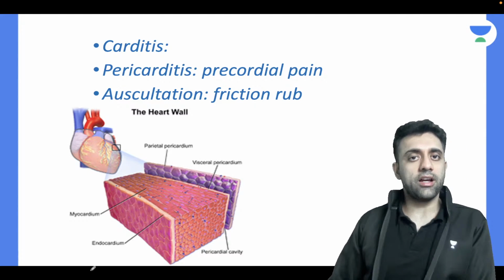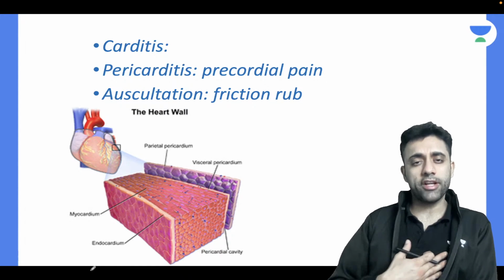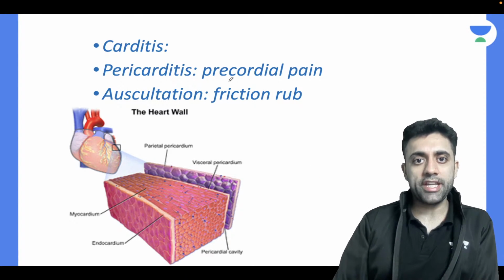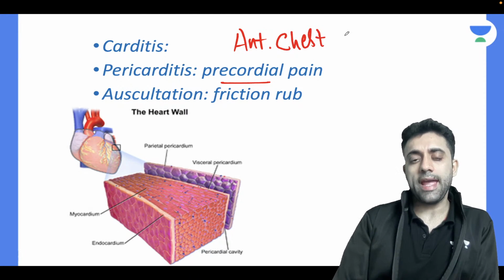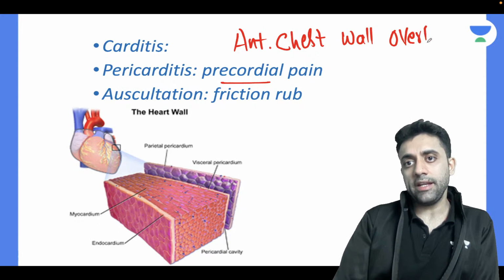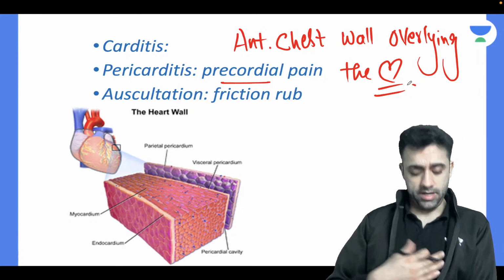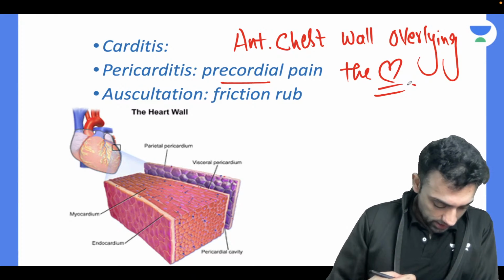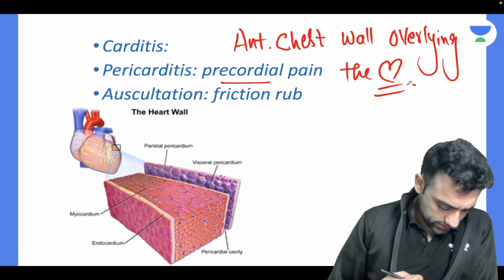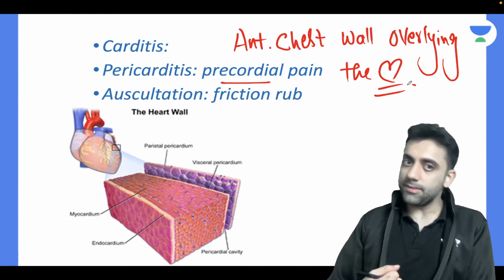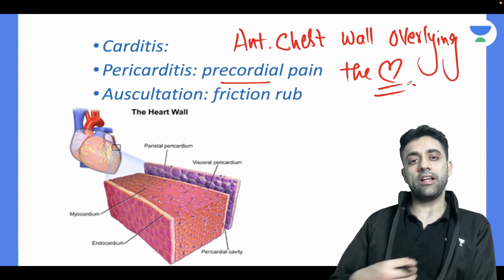Right now, remember, in acute rheumatic fever, in carditis we have pericarditis. The patient will have precordial pain. What is precordium? If anyone has taken my CVS examination classes: the anterior chest wall overlying the heart is known as the precordium. Okay, we have pericarditis, the patient will have precordial pain, and most importantly, on auscultation you'll have a friction rub.